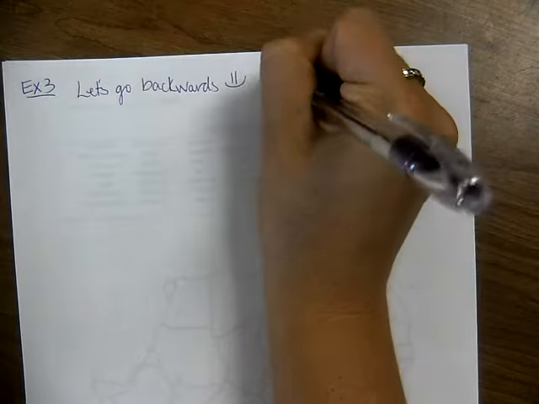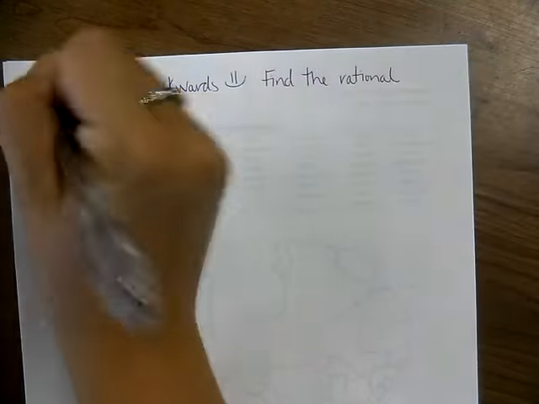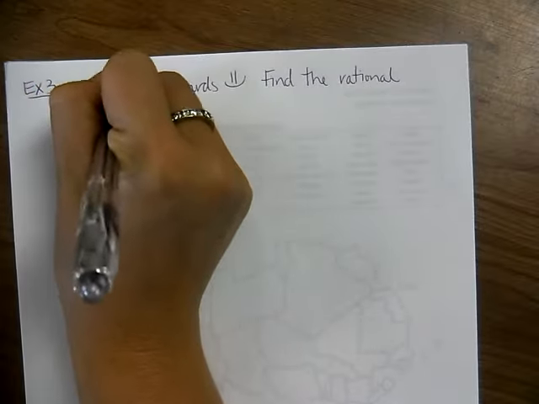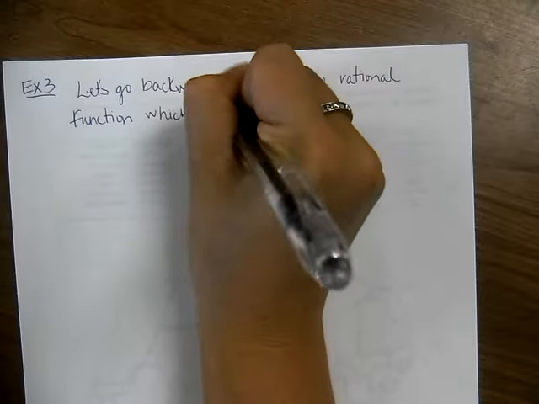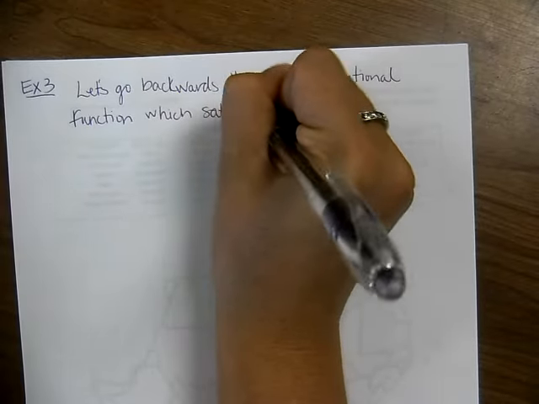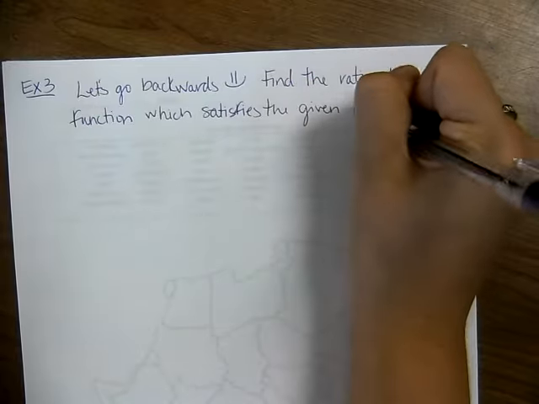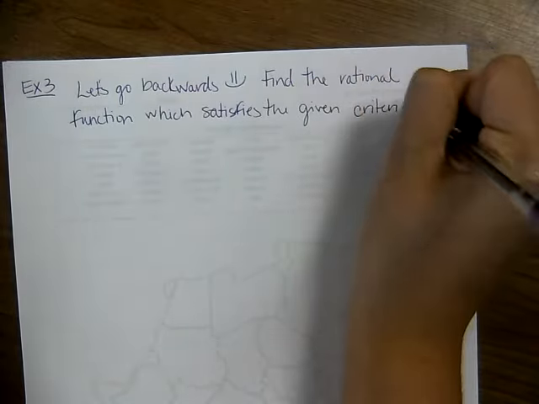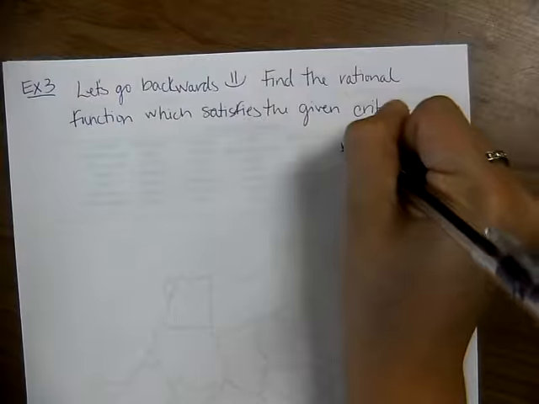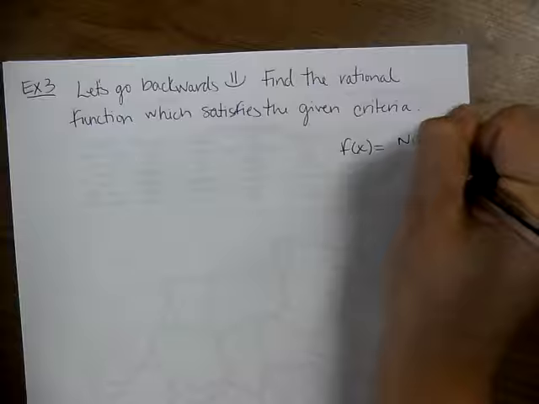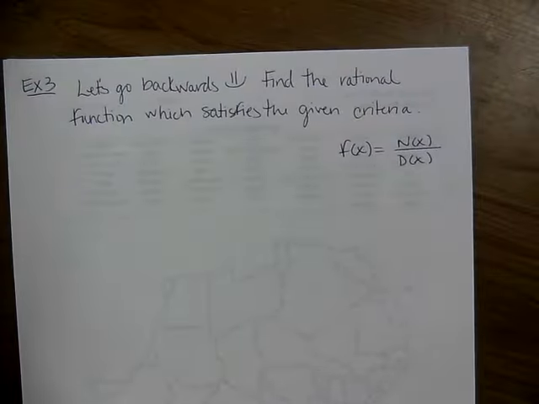Okay, so now we're going to find the rational function which satisfies the given criteria. So we're looking for something that looks like f of x equals n of x over d of x. Some polynomial over another polynomial. That's what we're looking for.